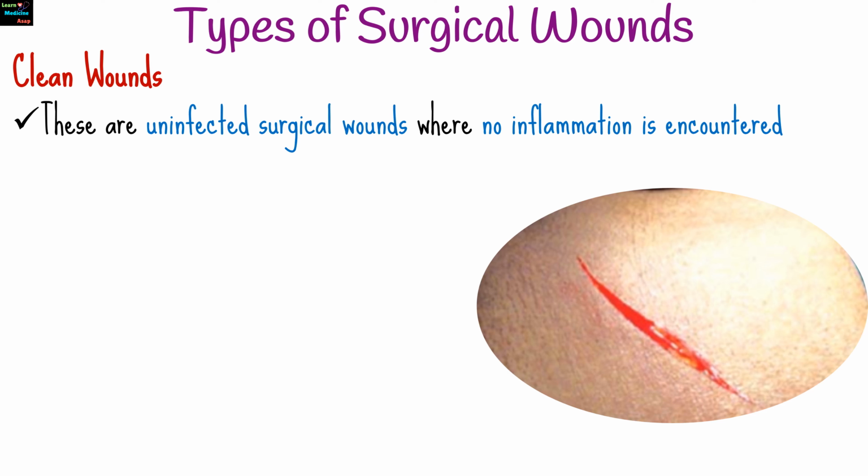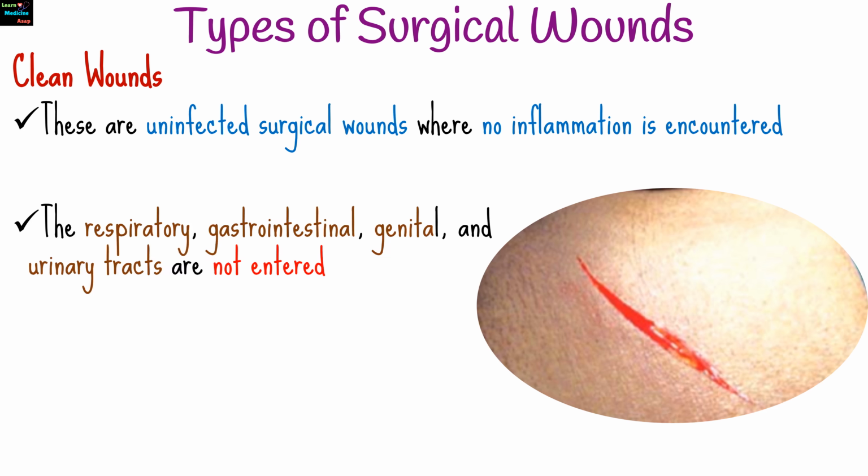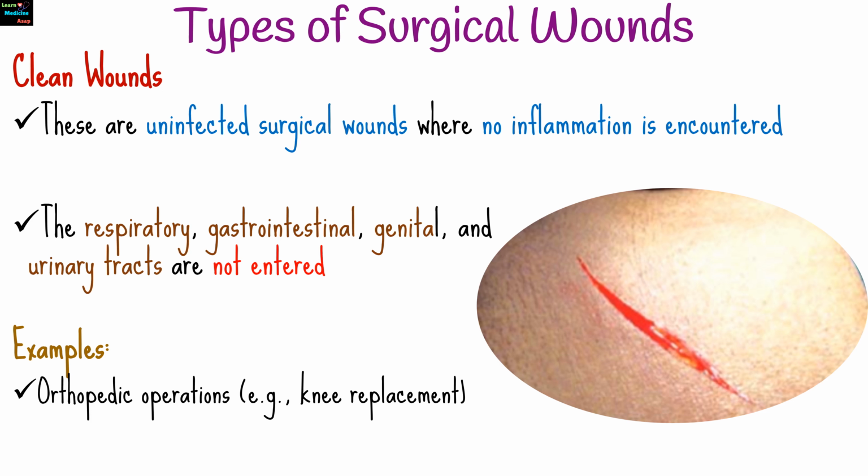Surgical wounds are classified into 4 main types based on their contamination levels. Clean wounds. These are uninfected surgical wounds where no inflammation is encountered. The respiratory, gastrointestinal, genital, and urinary tracts are not entered. Examples include surgeries like orthopedic operations, such as knee replacement or a mastectomy.